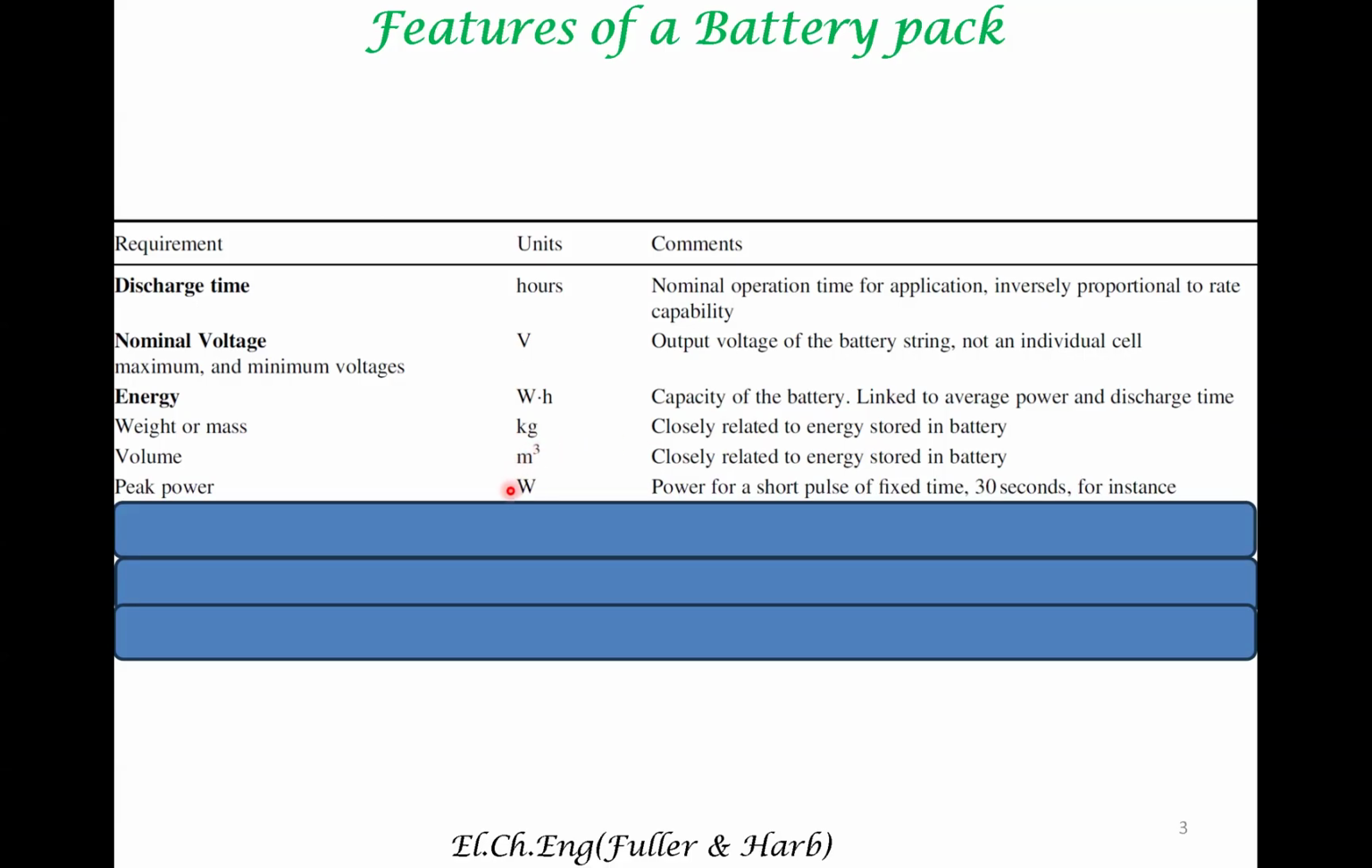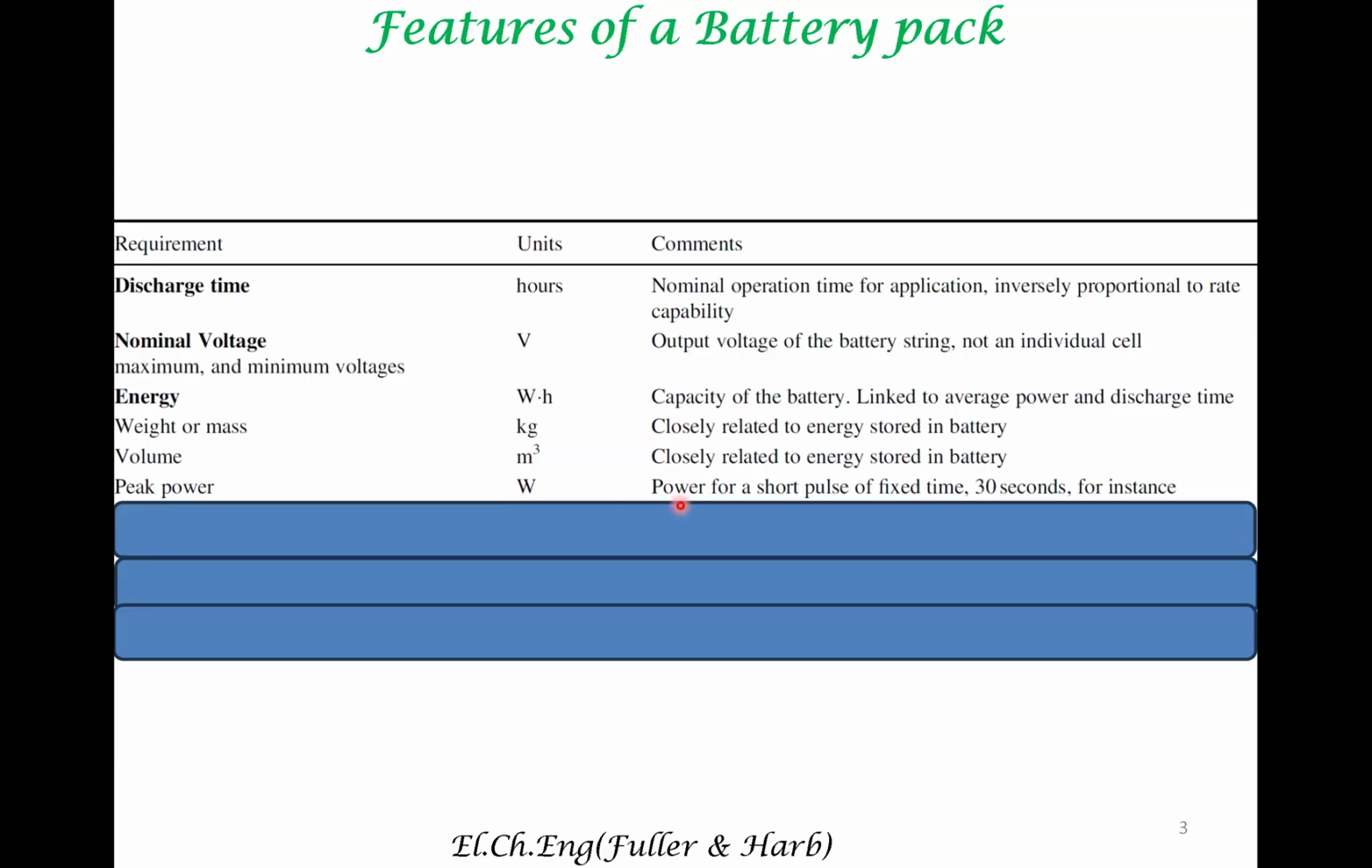Peak power is specified in watts. This is an important feature, although a battery is not necessarily an electrochemical power device. If you're thinking about providing power, you will usually be using an electrochemical double layer capacitor. But even otherwise, even though a battery is an energy storage device, peak power is an important feature of a battery.